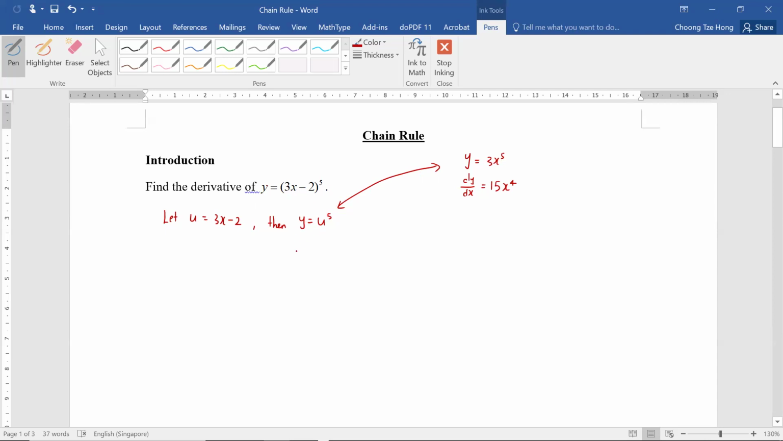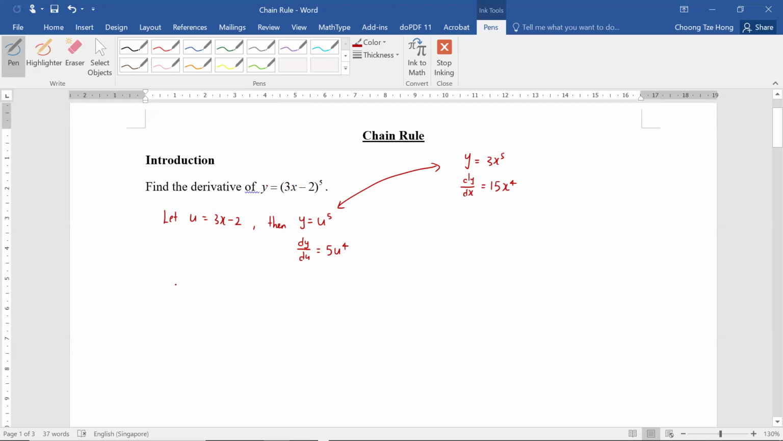So from here, to differentiate, we can do dy/du. If it's y equals x to the power of 5, then it's dy/dx, differentiating y with respect to x, but now it's u on the right side, right? So we do dy/du. dy/du will be very simple: just bring the power in front and reduce the power by 1. So this is dy/du.